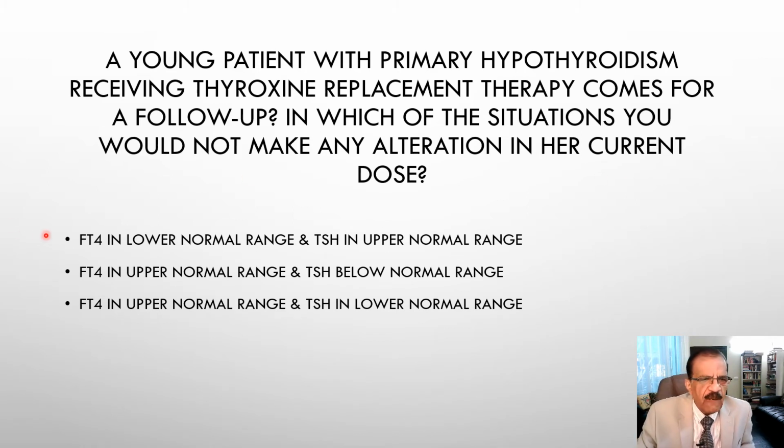So the three situations are FT4 in lower normal range and TSH in upper normal range. So both are within the normal range, but FT4 is in the lower normal and TSH is in upper normal. Second situation, FT4 in upper normal range and TSH below normal range. This means less than normal. The third one is FT4 in upper normal range and TSH in lower normal range. I think there may be some confusion, but the wording is very clear. If I give you some seconds, you should read this again and see which one, in your opinion, is the best euthyroid state.